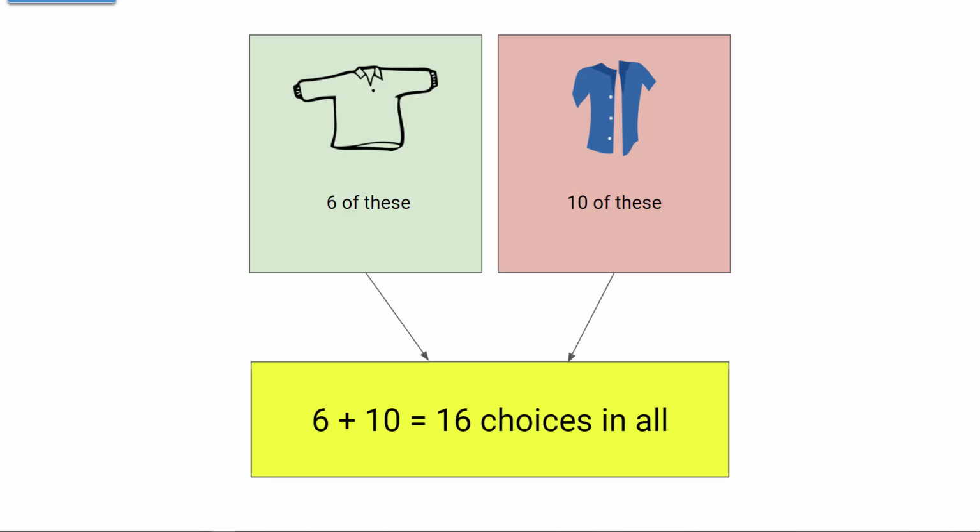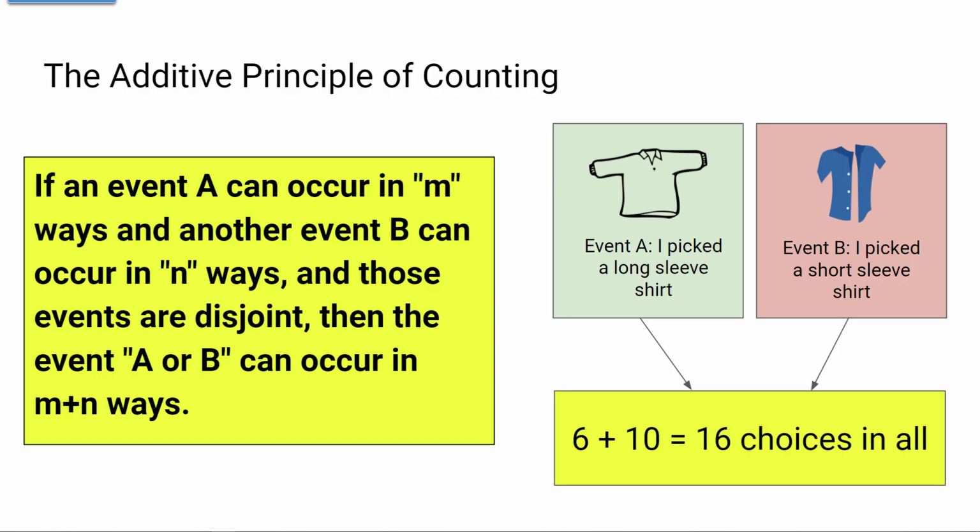What we just illustrated is something called the additive principle of counting. The additive principle says that if an event called A can occur in M ways and another event B can occur in N ways, and those events are disjoint, then the event A or B can occur in M plus N ways. Let's unpack the language here.